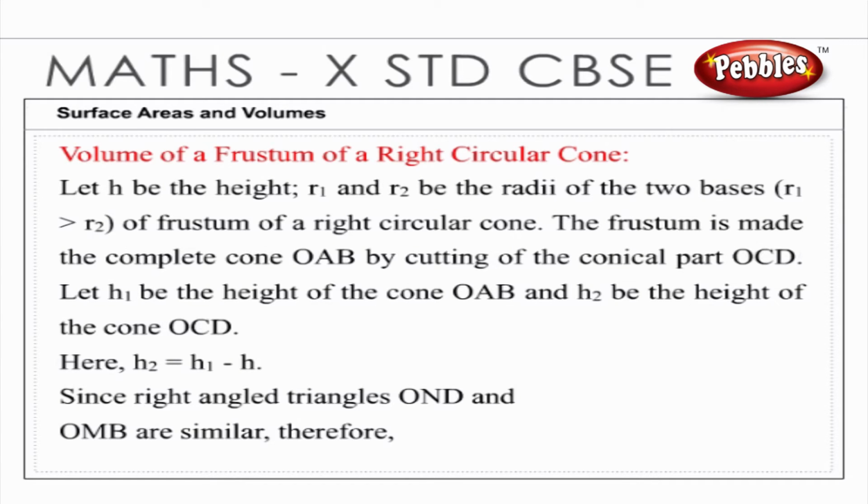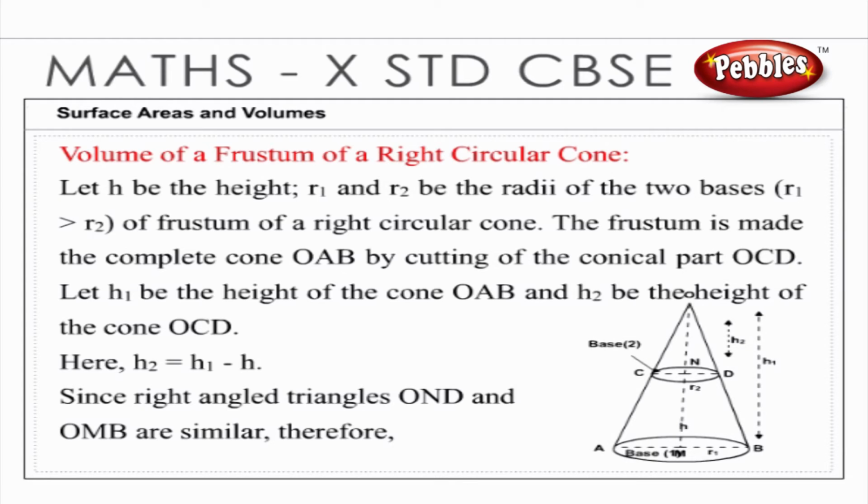Volume of a frustum of a right circular cone. Let h be the height, r1 and r2 be the radii of the two bases, r1 greater than r2, of a frustum of a right circular cone. The frustum is made from the complete cone OAB by cutting off the conical part OCD.